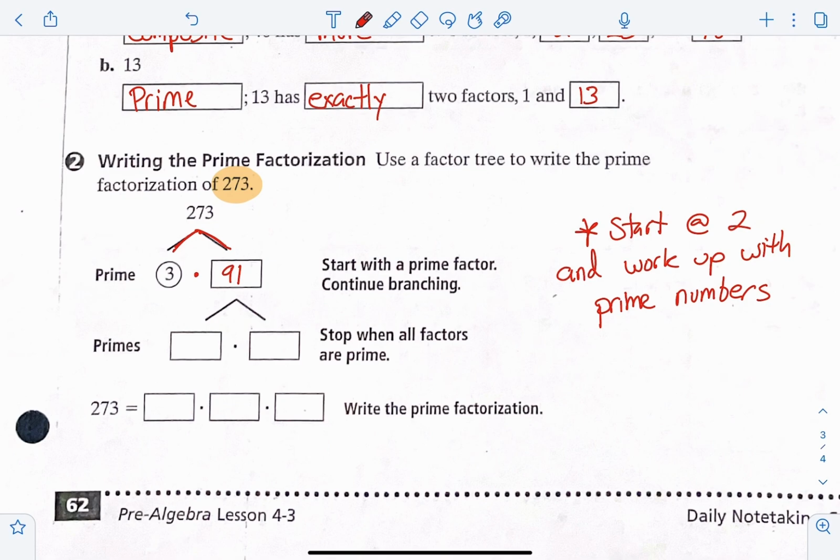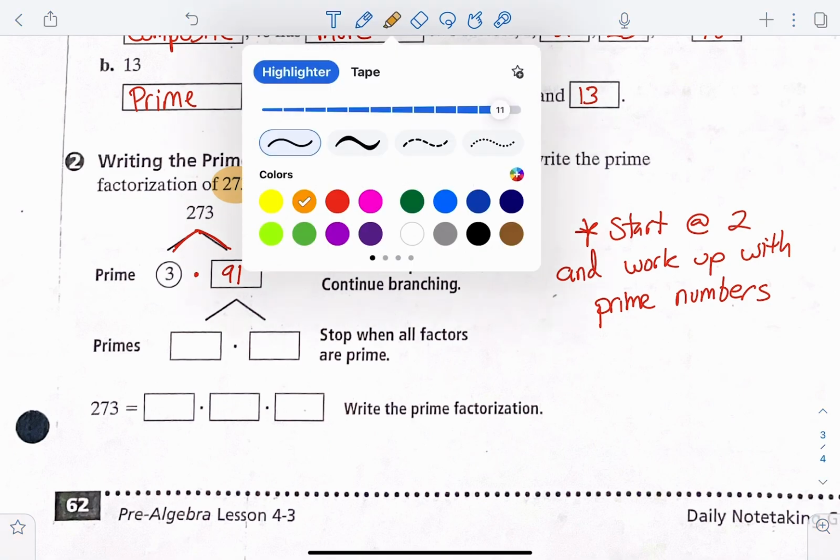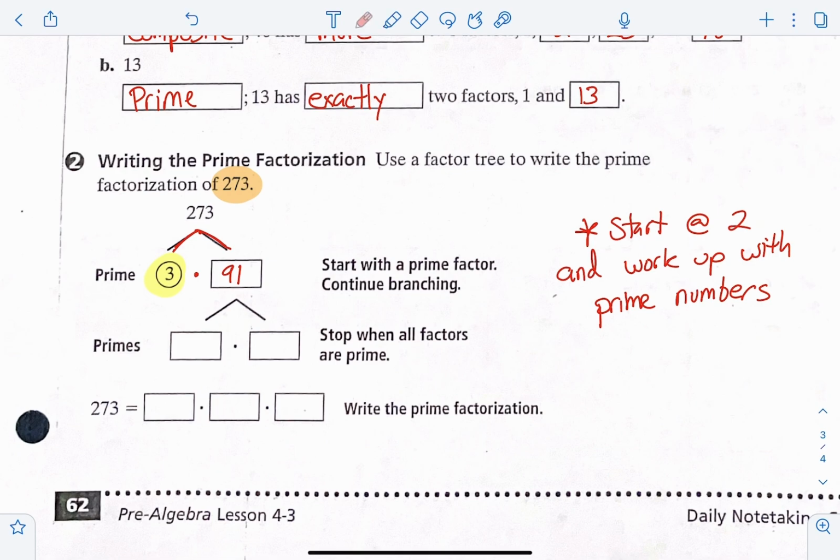So we broke it apart. We have a prime number over here, and then we have a number that we're going to be able to break apart again. 91 is going to break apart. If we try 2, it doesn't work. 3 doesn't work. 5 doesn't work. 7 times 13 gives us 91. So now we have all prime numbers, 3, 7, and 13. That means that we're done because prime numbers can't be broken apart like this.